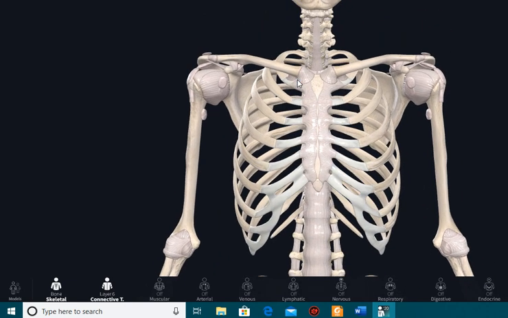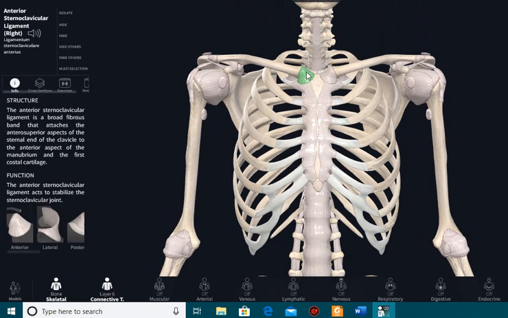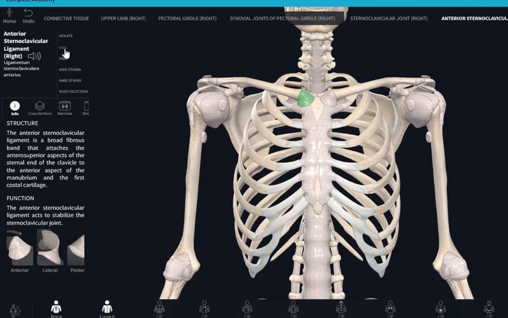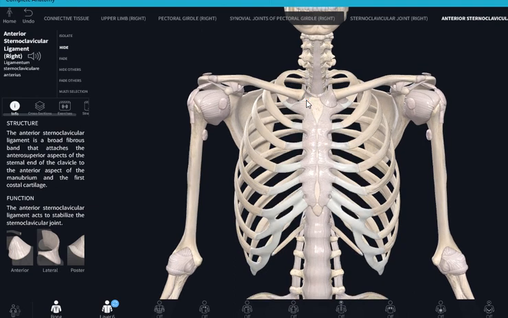Now, at first point, we have this connective tissue. This connective tissue is going to be called the anterior sternoclavicular ligament, connecting the clavicle to the sternum. So you need to hide it in order to visualize what is underneath.